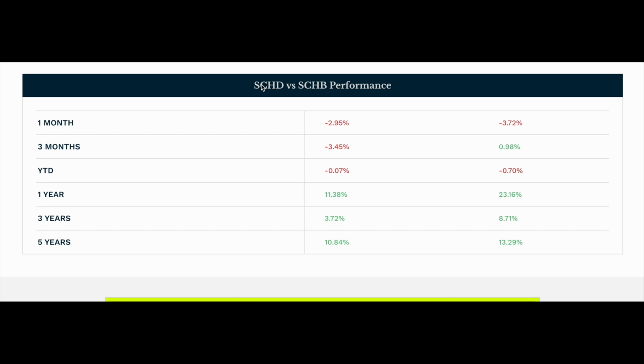Look at performance, SCHD versus SCHB. As you can see here, SCHD over the last 5 years, what I want to focus on, is up 10% annually versus SCHB has been up about 13.29%. And another thing to notice, in 2024, SCHD underperformed the S&P 500. The S&P 500 in 2024 returned 25%, where this only returned 11%. SCHB, having a little bit more technology stocks in it, returned 23%. So more in line with the S&P 500.